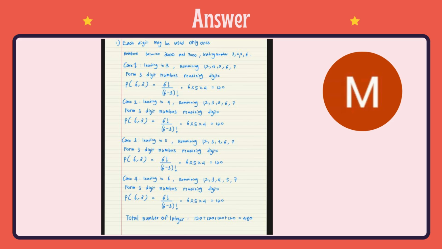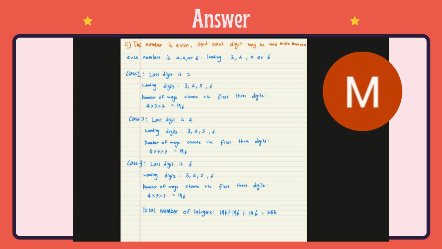The remaining digit count is 3, so 6 factorial divided by 3 factorial. The answer is 6 times 5 times 4, which equals 120. Since there are 4 possible leading digits, the total number of permutations is 120 multiplied by 4, which equals 480. Therefore, there are 480 possible integers between 3000 and 7000 that can be formed using the digits from 1 to 7, where each digit can be used only once.